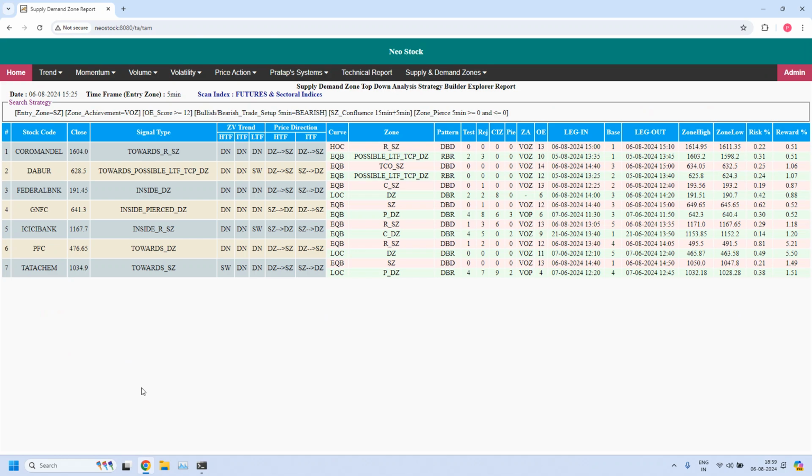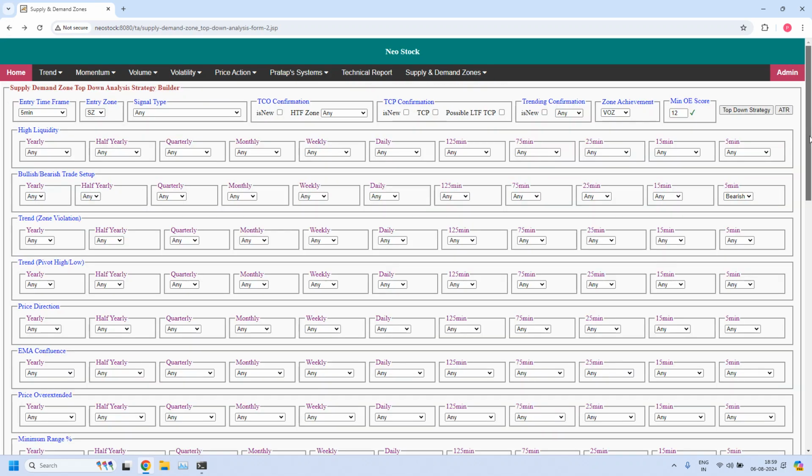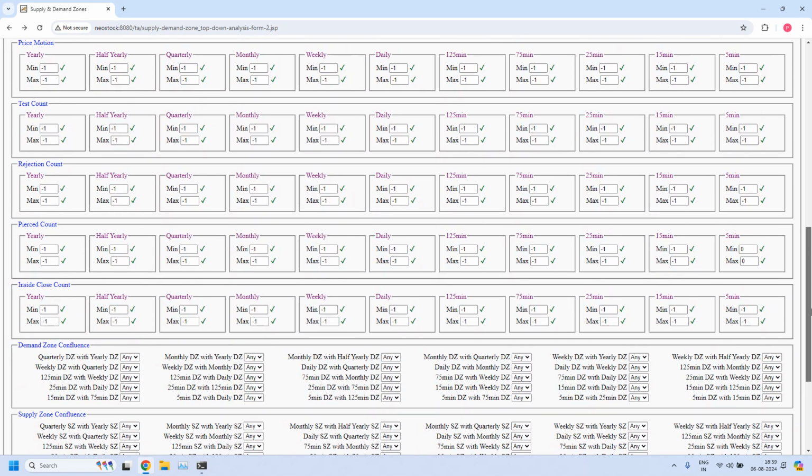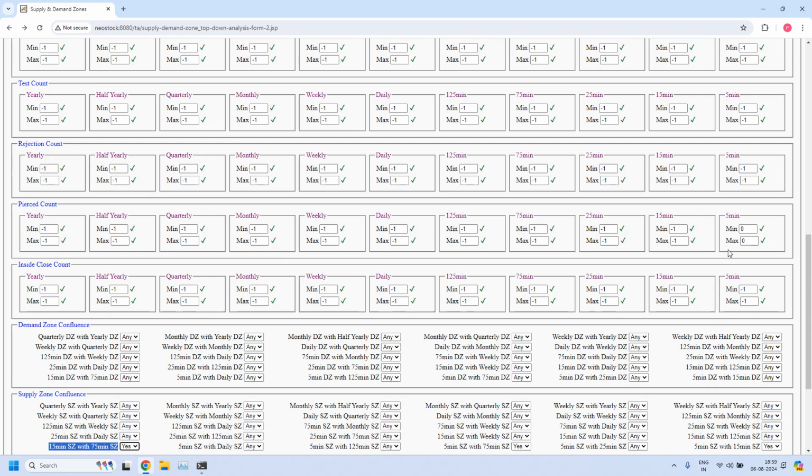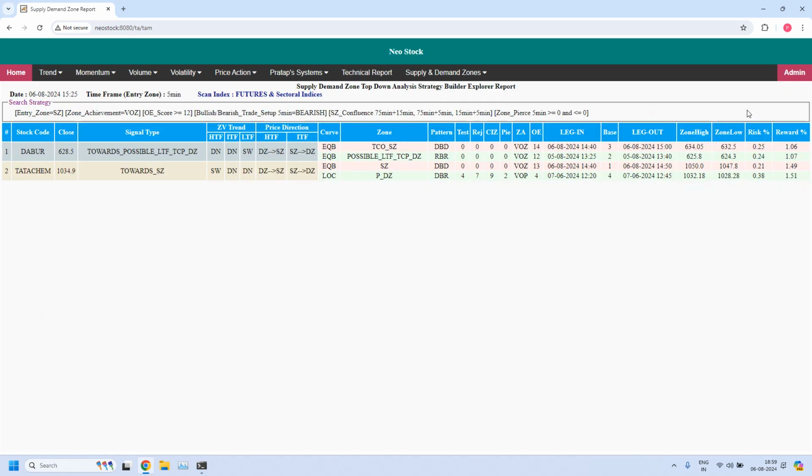Now let us check how many of these zones are again having confluence with HTF also. HTF is 75 minutes. So 5 minutes with 75 minutes supply zone confluence, and also 15 minutes with 75 minutes supply zone confluence. All the 3 filters enabled. 2 stocks. Currently these 2 stocks are having LTF, ITF and HTF confluence.